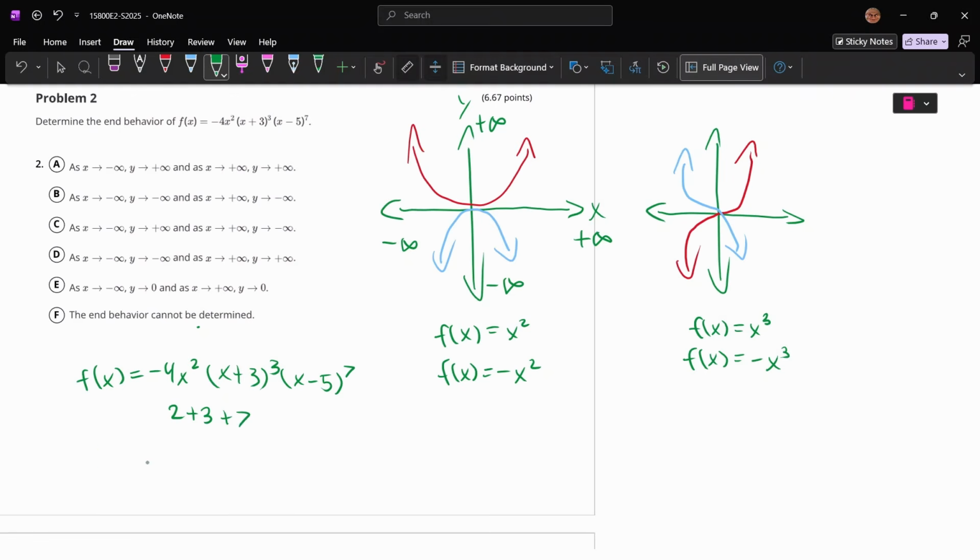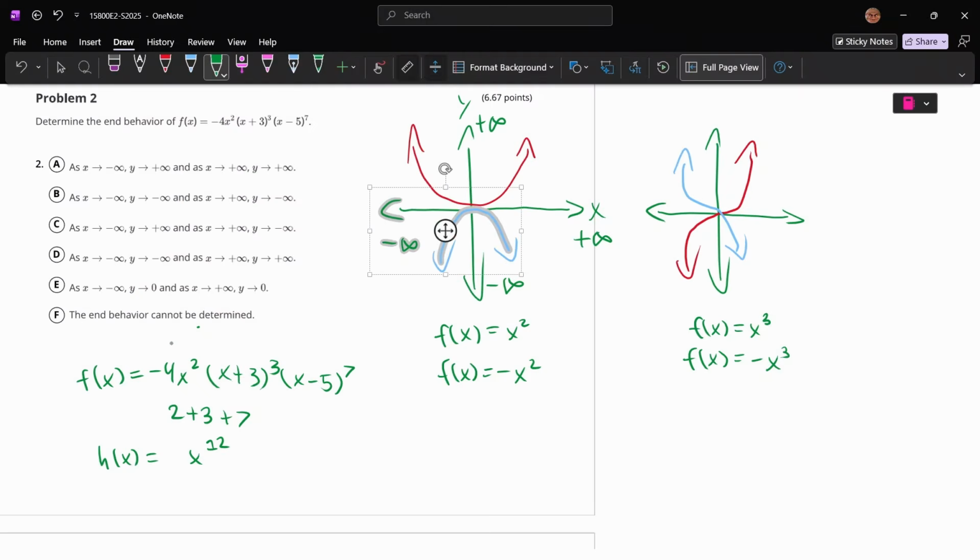So we have our hypothetical function. Let's call it h of x. We'd have x to the 2 plus 3 plus 7, which is 5 plus 7 is 12. So you'd have x to the 12th power. And now another thing I want to note here is that we have a negative here, as well as this term being positive, as well as this term being positive.